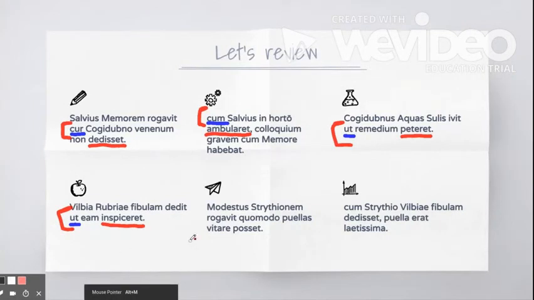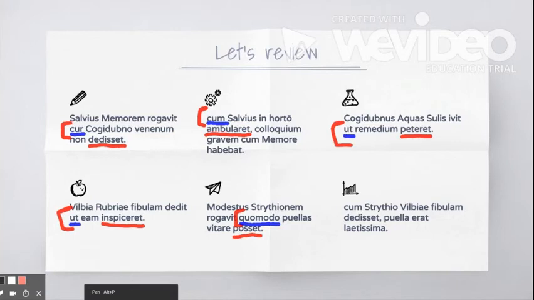Our second sentence on the bottom row, Modestus Strythionem rogavit quo modo puellas vitare posset. Our subjunctive verb is posset, which means that we're going to be looking in this part of the sentence to figure out what's going on. Is there a cum in this part of the sentence? There is not. Is there a question word? Well, quo modo means how, which means that this is a question word, which makes this phrase an indirect question. Modestus asked Strythio how he was able to avoid girls.